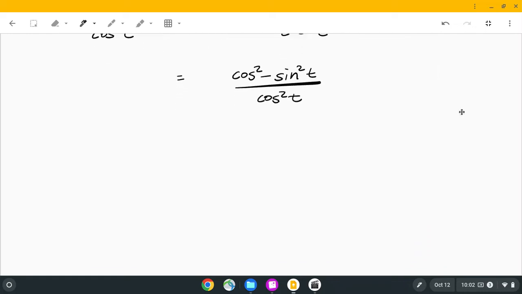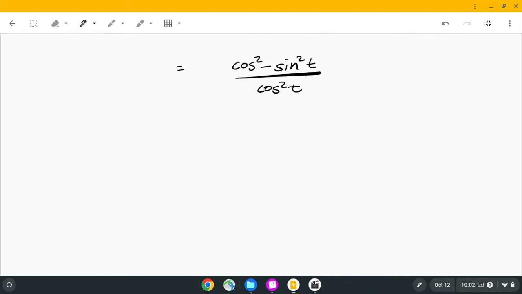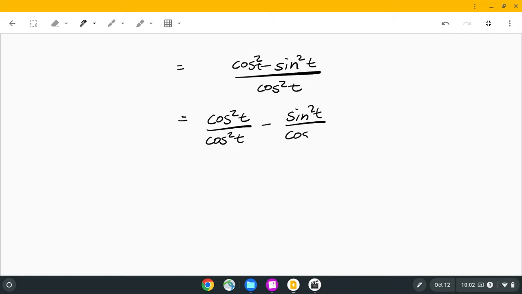Okay, so this is what I have now. So I'm going to go ahead and separate these and write these as two separate fractions of each of them over cosine squared. So I'm going to rewrite this as cosine squared t over cosine squared t. And I'm going to write this one on its own over cosine squared.